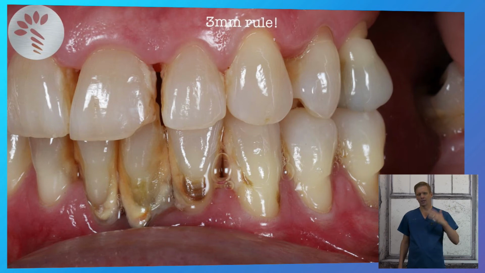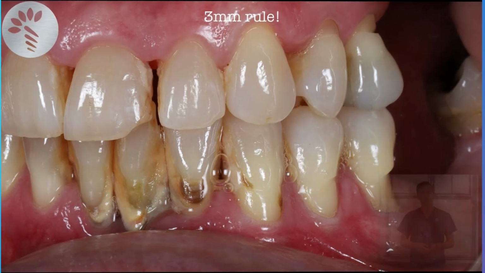So this one, you can see that papilla is down. We are not going to bring the tissue up any more than 3mm from that mesial papilla on the canine and from the distal papilla on the second premolar. So we don't expect full coverage here, and that's what we got.